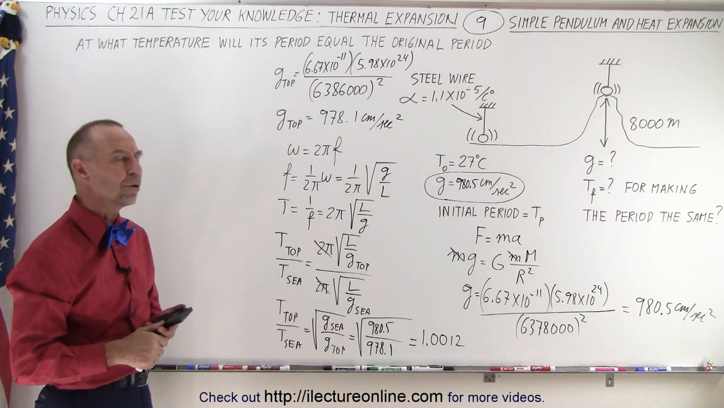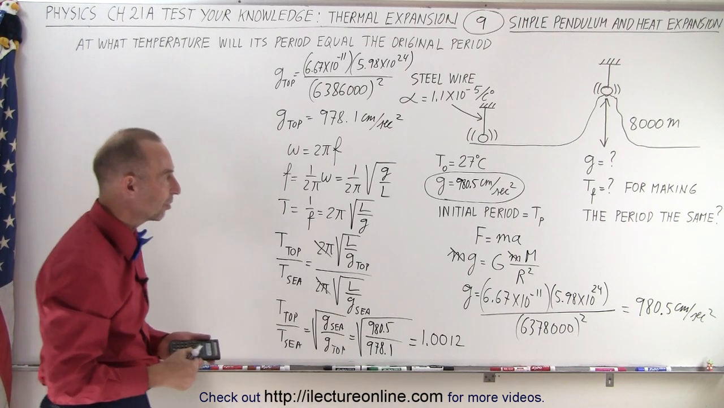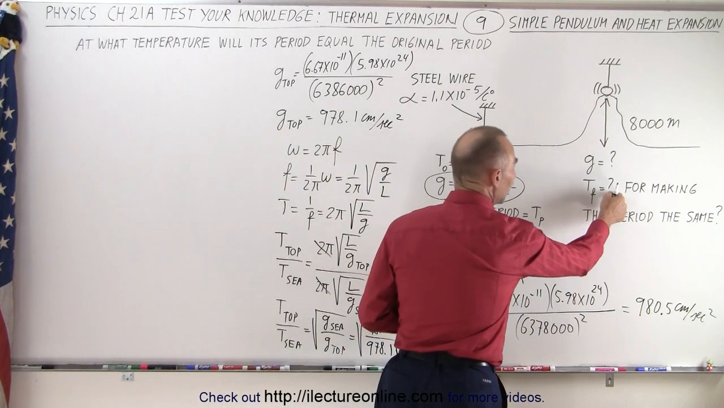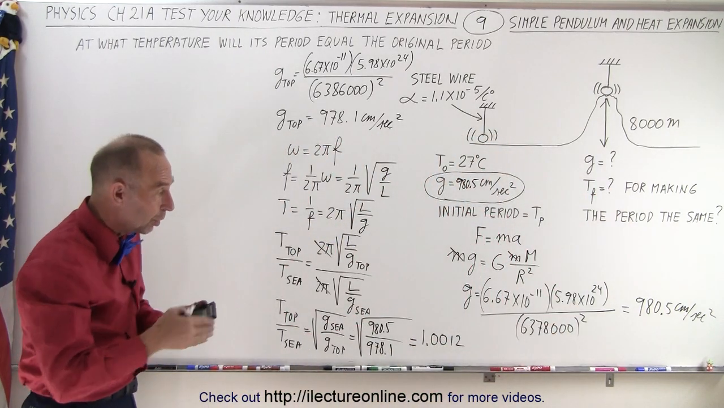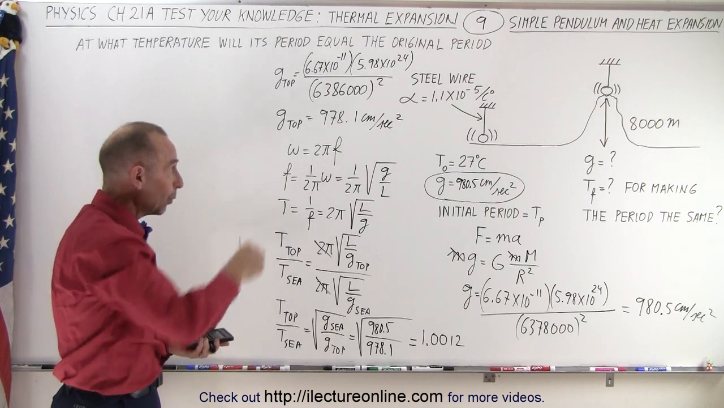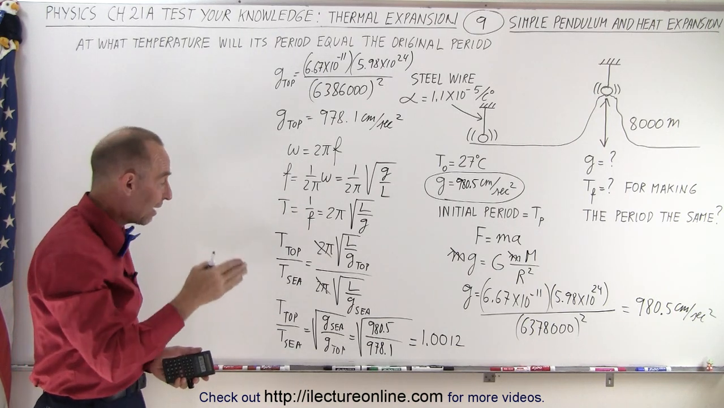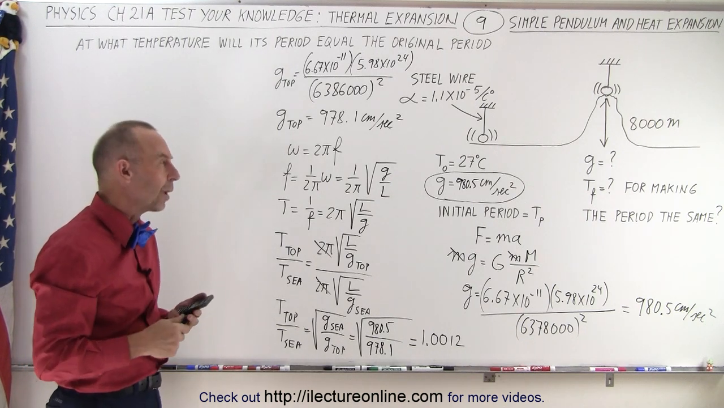So now what we need to do is find out how we get the period to be back to normal. We want the same period as before, so we need to change the temperature. By making it cooler, we shrink the length of that steel wire, which means that we're going to have a faster period. So the question now is, how long does that wire need to be?